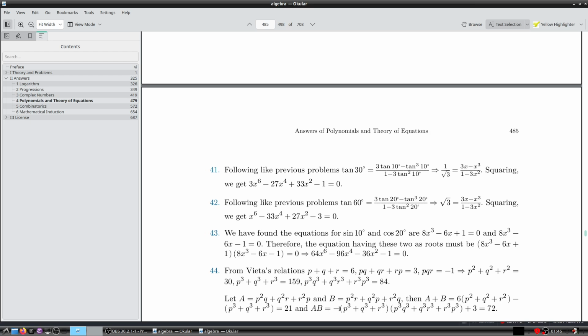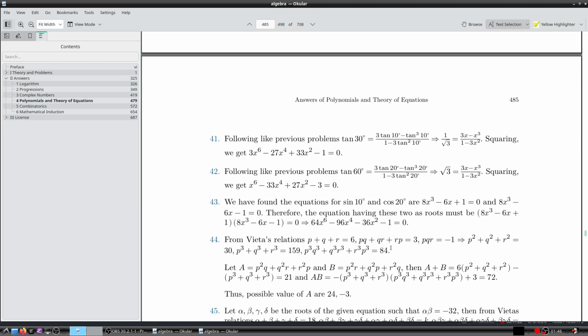And ab is minus p cube plus q cube plus r cube into p cube q cube plus q cube r cube plus r cube p cube plus 3, which is 72. Once we have these two, we find the possible values of a and b are 24 and minus 3. So a plus b is 21 and ab is 72. The possible values of a are 24 and minus 3.